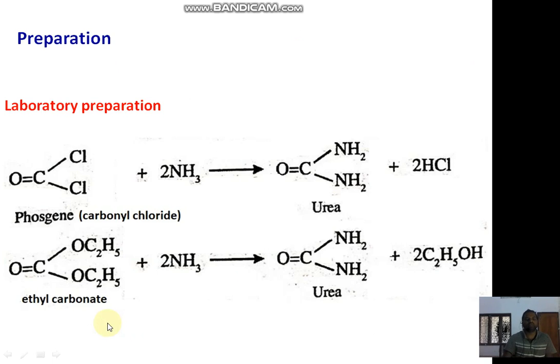Now we will see the laboratory scale preparation of urea. Urea is prepared by treating phosgene with ammonia, and we get urea. Otherwise, we can treat ammonia with ethyl carbonate, which also gives urea as the product. So these are the two methods: reaction of ammonia with phosgene as well as with ethyl carbonate. We get urea as the product.